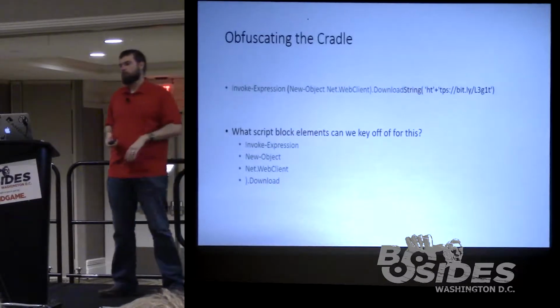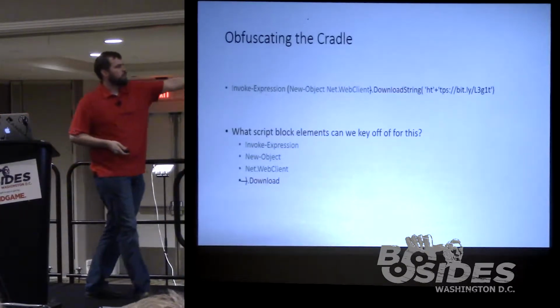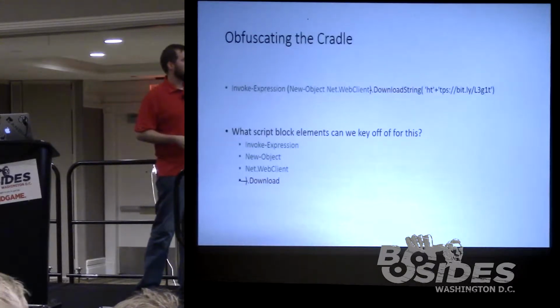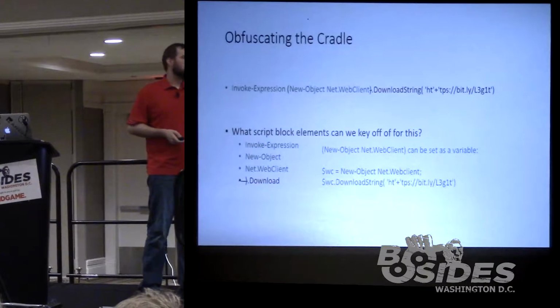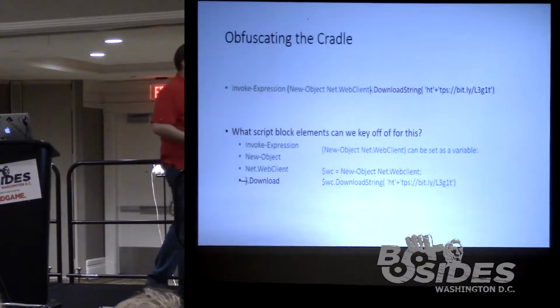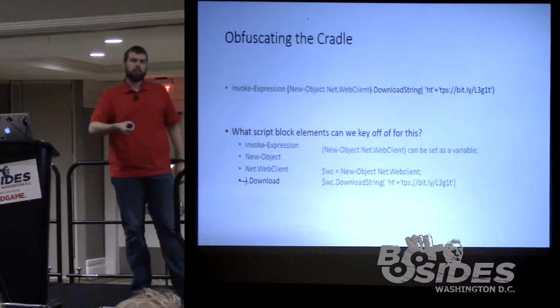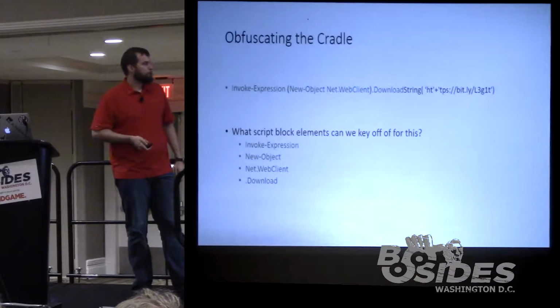So let's do that. So now, for this .download, how might this little parenthesis bite us if we have this as part of our detection? Well, you can actually take new object net.web client and set it in a variable and then have variable .download string. Typically, you'll see some frameworks calling that variable WC. So you have variable name .download string. There's no parenthesis. So let's go ahead and remove that from the arguments at the bottom.